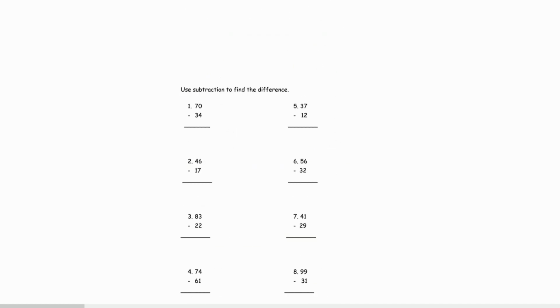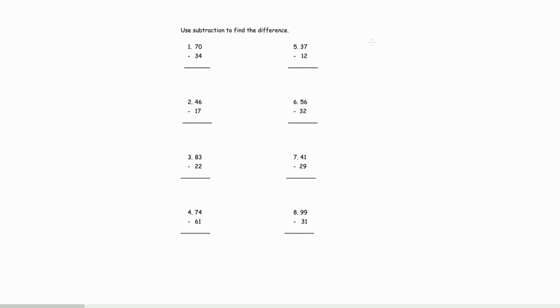Okay, let's move on. Use subtraction to find the difference. 70 minus 34. Since the 4 is bigger than 0, we can't subtract it. So make that 6 and make that 10. 10 minus 4 is 6. 6 minus 3 is 3.